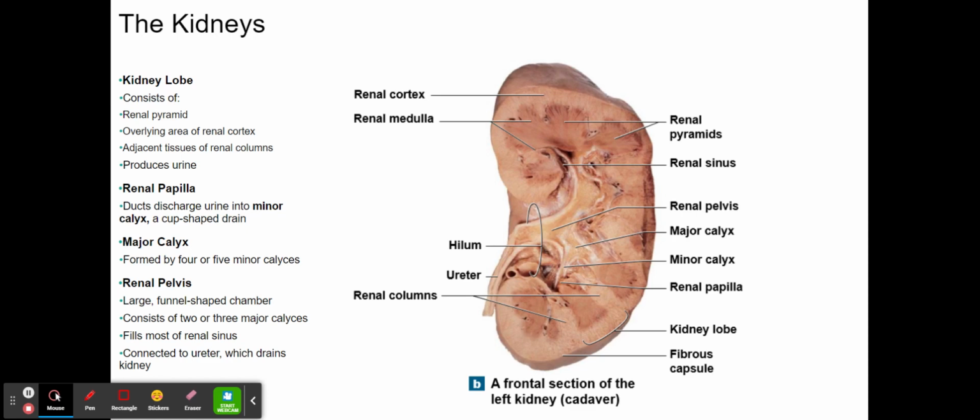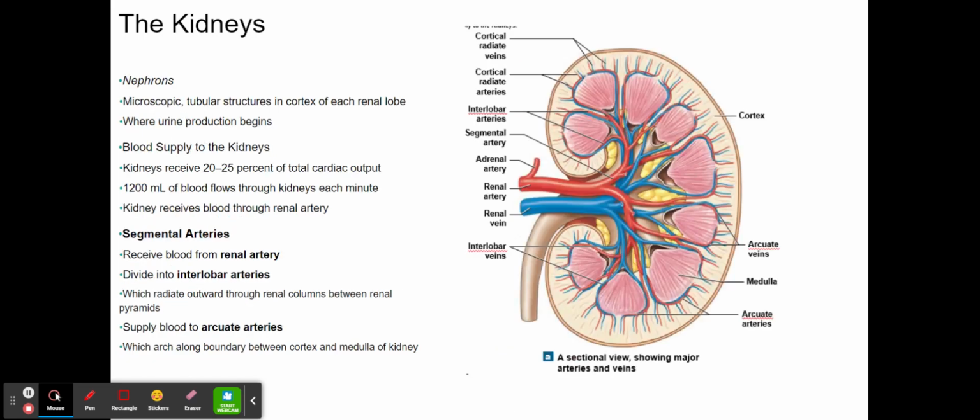Ducts within each renal papilla discharge urine into a cup-shaped drain called a minor calyx. 4 or 5 minor calyces merge to form a major calyx, and 2 or 3 major calyces combine to form the renal pelvis, which is a large funnel-shaped chamber. The renal pelvis fills most of the renal sinus and is connected to the ureter, which drains the kidney.